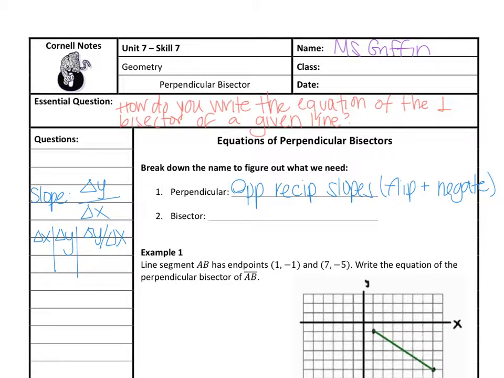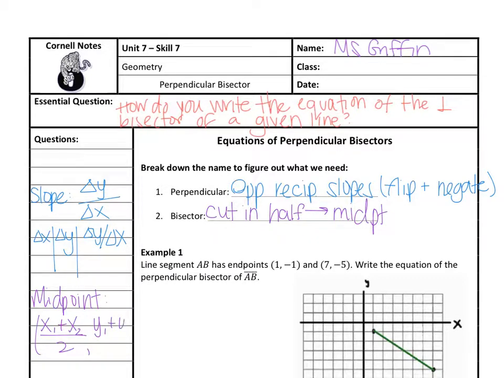The next one says bisector. So we have the word perpendicular bisectors. Perpendicular means opposite reciprocal slopes. Bisector means to cut in half. And the spot in which we cut a segment in half is at the midpoint. We learned about midpoint ways back in Skill 2. The midpoint you can either do graphically or algebraically. The algebraic formula is to add your x's, x1 plus x2, and divide it by 2. Then add your y's, y1 plus y2, and then divide by 2. You want to add them because you're averaging them. You're finding the middle of them.